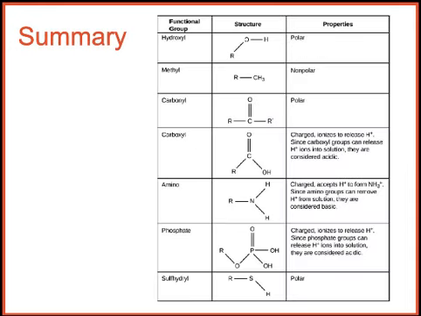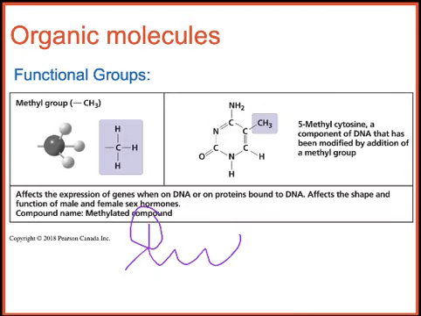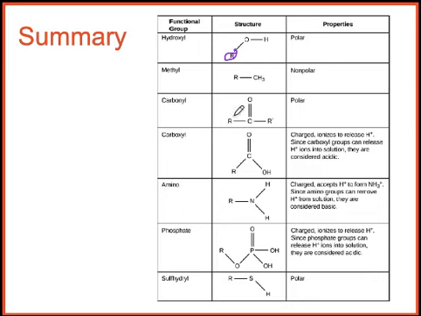Alrighty. So this is the summary, and this is what I want you to retain. Notice R is just a continuation of the chain. All these little R's and R primes are just some kind of continuation of this backbone.